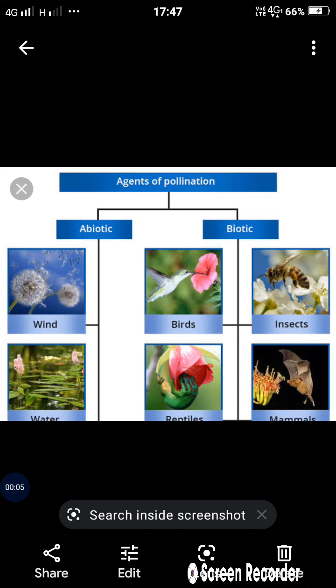In this lecture, we study biotic agents for pollination. Before that, we study abiotic factors or agents for pollination. At that point, we discuss wind pollination and water pollination. Wind pollination is called anemophily and water pollination is called hydrophily.